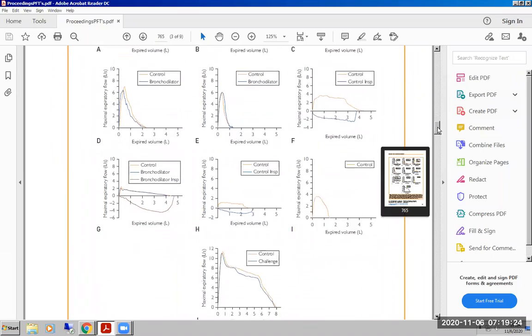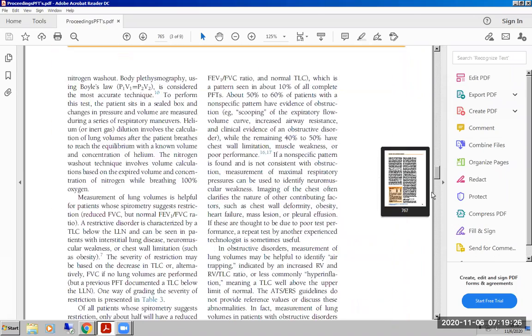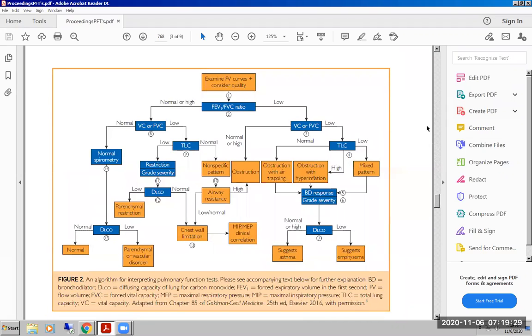Now let's look at the next step. And I love this table because it puts it all in perspective. Like I was saying, we examine the flow volume curves and consider that we think it's a decent test. Then we go to the FEV1 to FVC ratio. Let's go down the normal or high pattern. Then we go to the VC or FVC. Remember I said on that little diagram that those are essentially synonymous. So if you're normal and you're normal, then you're normal. You can still go down here to the DLCO.